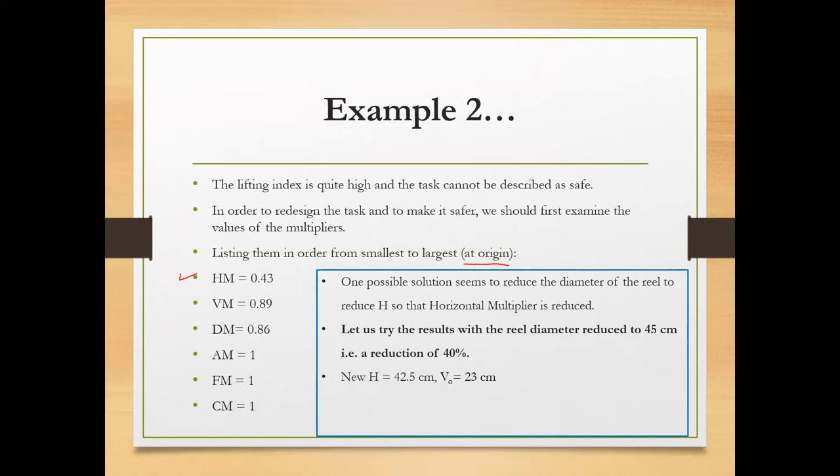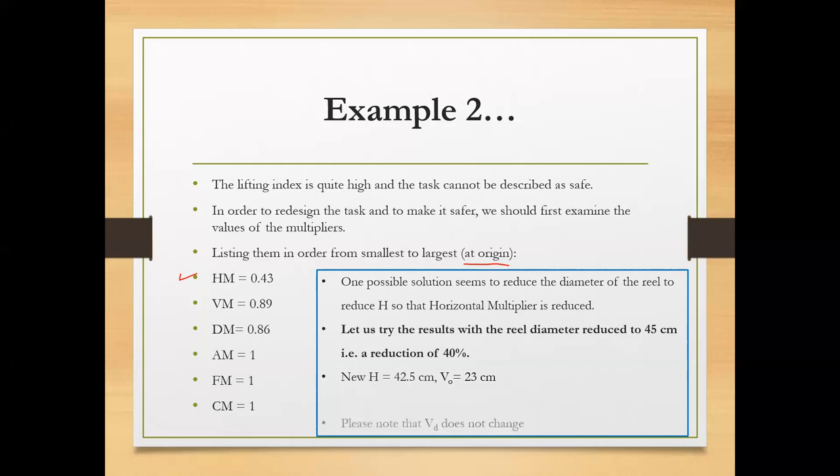Okay, so one change of course will be the change in the horizontal distance. That will be 42.5 centimeters. I will explain in the next slide how it will be 42.5. V origin will also change and that will be equal to almost the radius. So the new radius will be 22.5, so that is almost 23 centimeters.